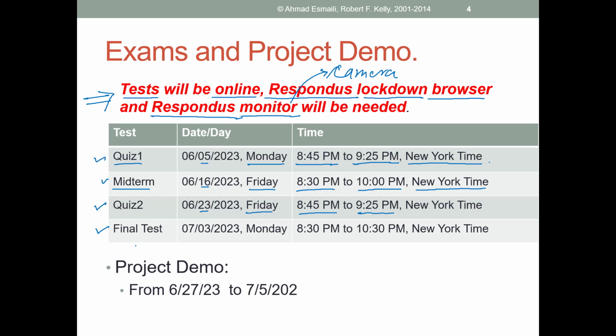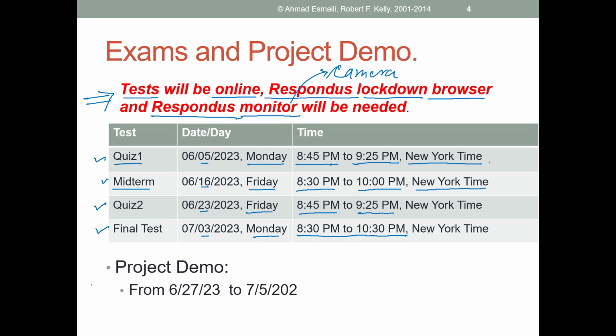For the final test, it would be on 3rd of July, that is a Monday. It will start at 8:30 p.m. and it will end at 10:30 p.m. So some of you might be wondering why I picked the evening time. Well, for the reason that I understand that some students who are taking the summer courses also do an internship, and during internship time, evening would be an appropriate time for them.